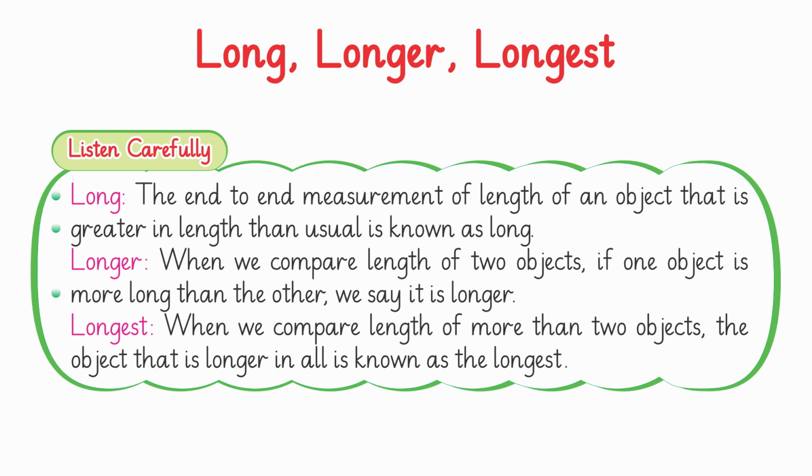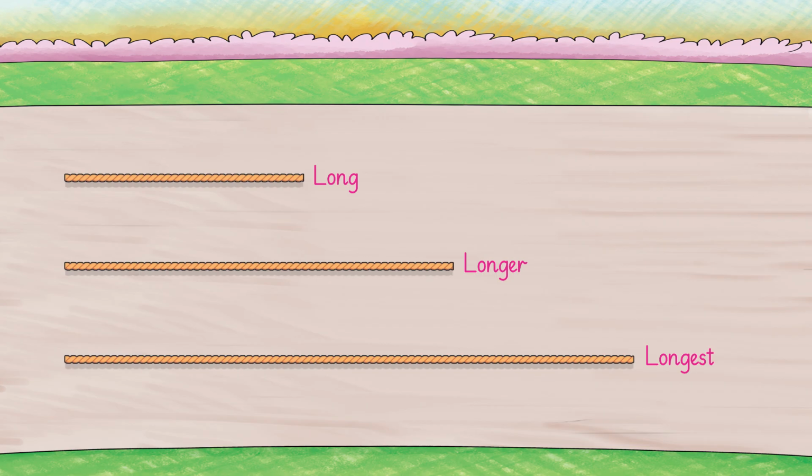Longest: when we compare the length of more than two objects, the object that is longer than all is known as the longest. Look at the picture. The first rope is long. The second rope is longer. The third rope is longest.